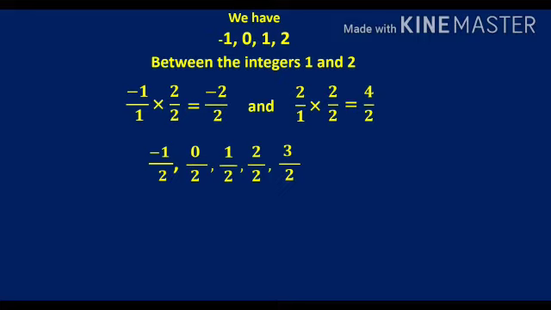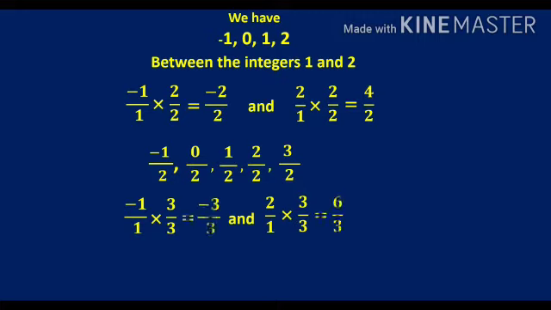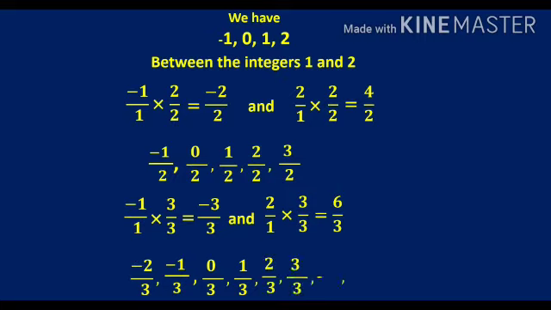Let us see whether we get more by multiplying by 3 by 3. So -1 by 1 and 2 by 1 are multiplied by 3 by 3 to get -3 by 3 and 6 by 3. Between these two fractions we get -2 by 3, -1 by 3, 0, 1 by 3, 2 by 3, 3 by 3, 4 by 3 and 5 by 3. How many did we get? We got 8 fractions.